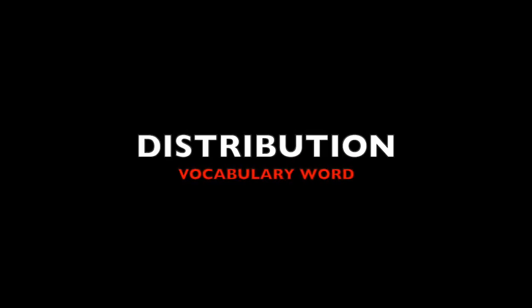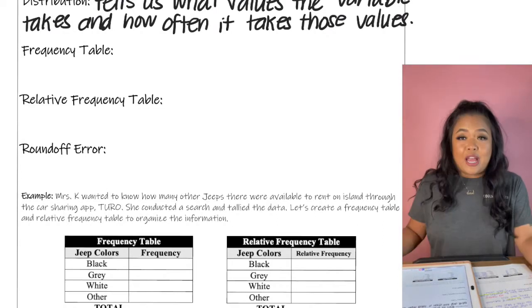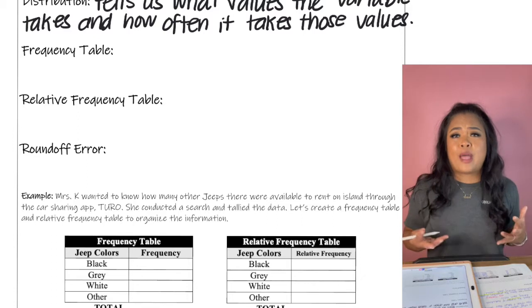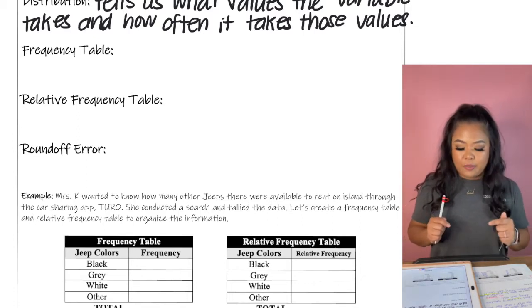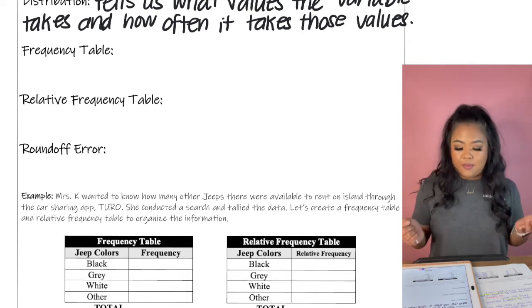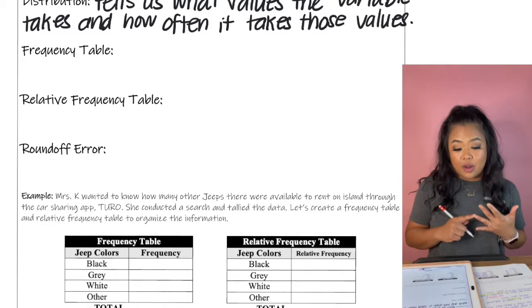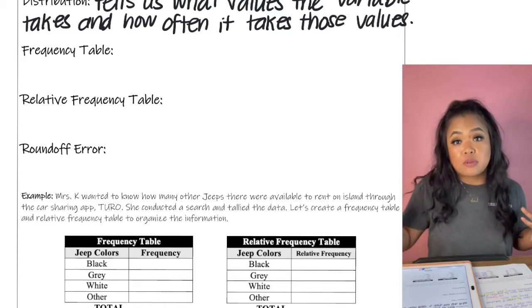So a distribution basically tells you what are all the different values and how many of each did it hit. I want you to be able to use that in your vocabulary when you're talking to other statisticians, right? If you look at the bottom of our notes page, we have Jeep colors. So that's a variable, right? Jeep colors. And I listed on there black, gray, white, and other. And we're about to get into the frequency or how many times each of those values were hit.